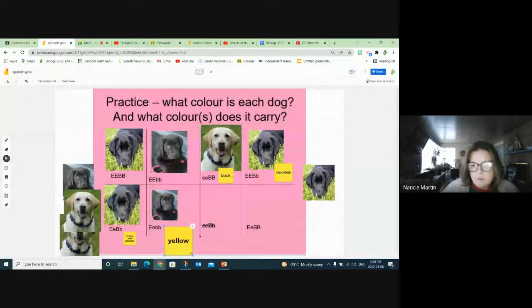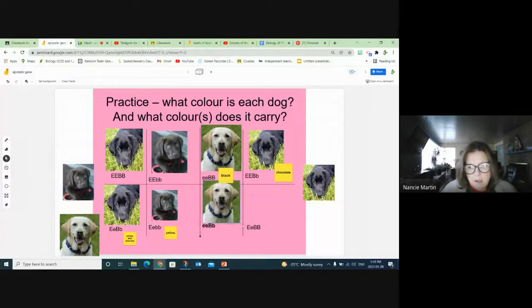Okay, now this one, it's got a big B and a little b, so you might be tempted to put in a black lab, but look, it's got two recessive alleles here for E, so it's actually going to be a yellow lab, and it's going to carry both black and chocolate. So let's put that in.